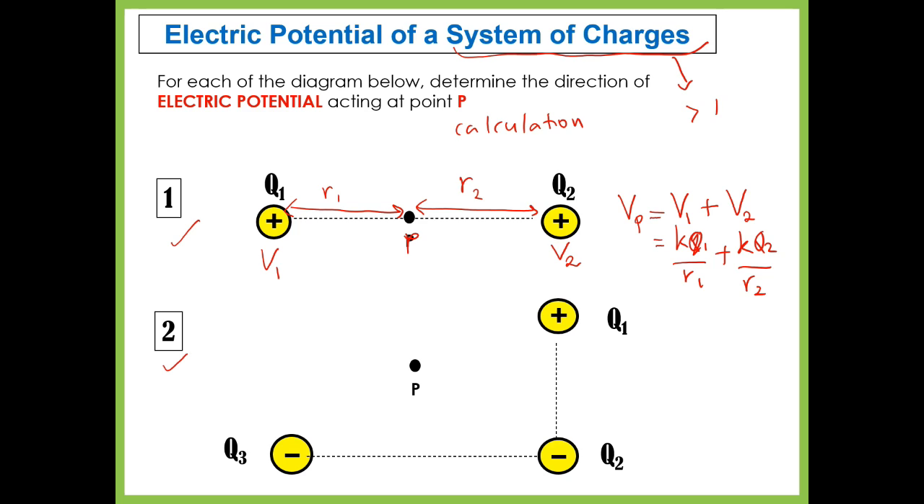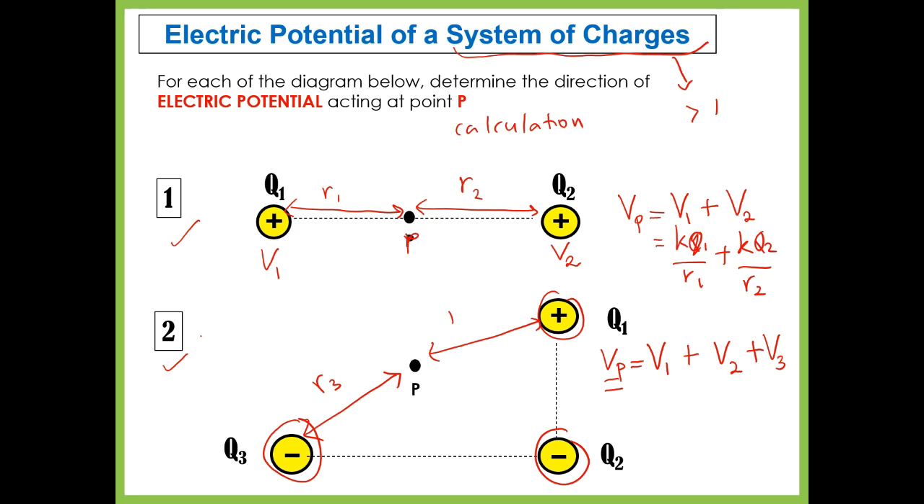So this is how we do the calculation. For the second example, if we have 3 charges, you have to add up all the potentials possessed by these 3 charges. So the potential at point P is going to be the potential due to charge 1 plus the potential due to charge 2 plus the potential due to charge 3. The thing you have to be more careful about is the distance. This is going to be R3, this is going to be R1, and this is going to be your R2.